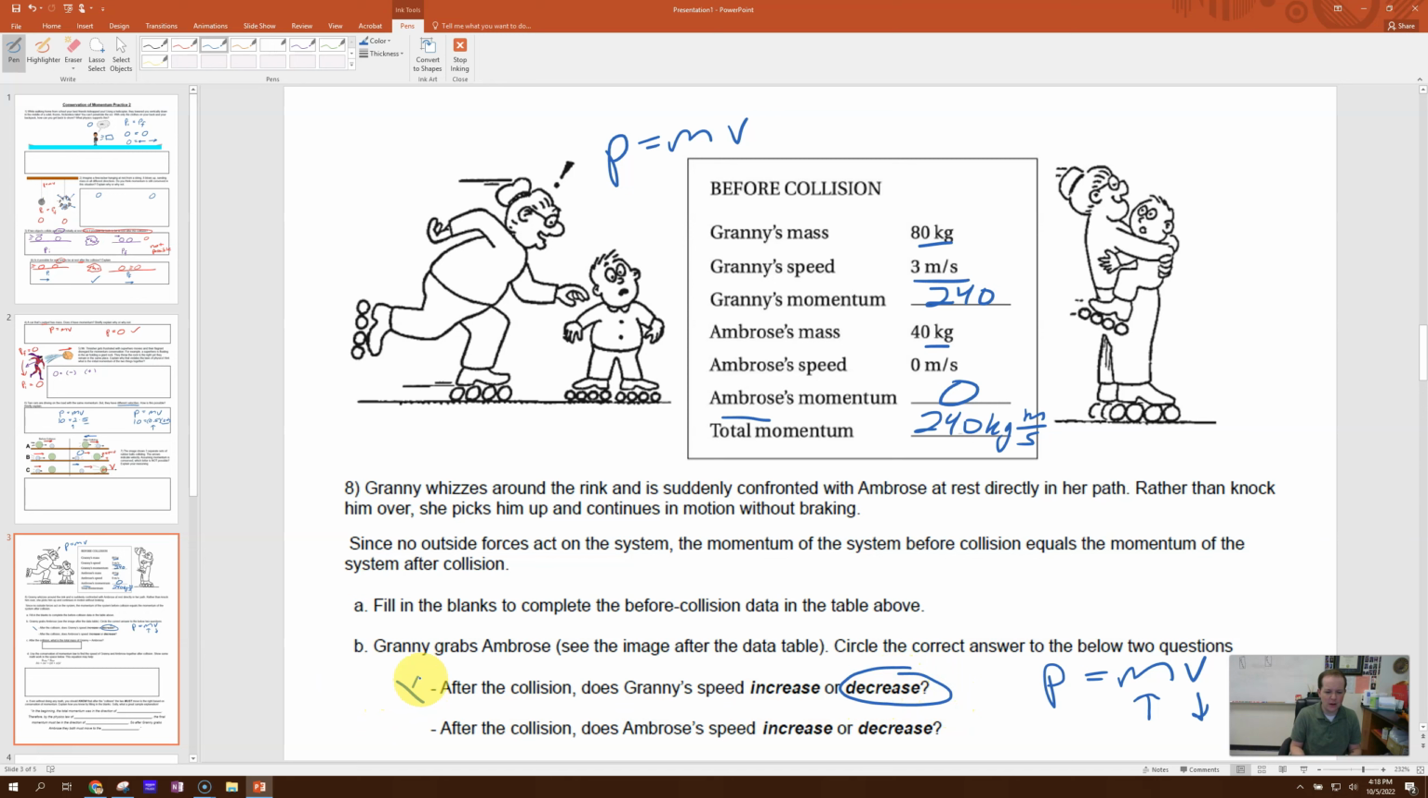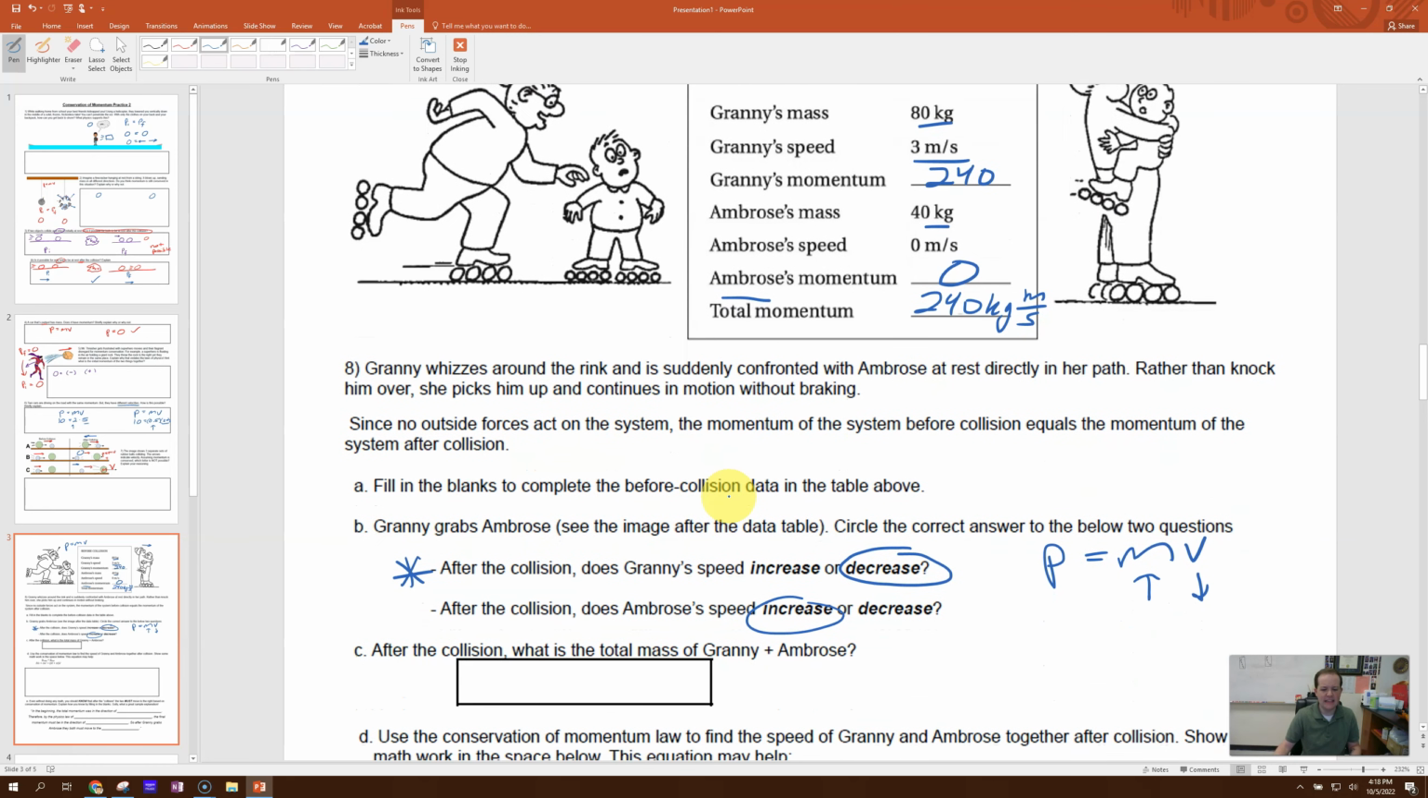Letter B, this first one, sounds a little tricky. I'll probably not ask you that directly on the quiz. The second part is way easier. You should totally be able to answer this one. Does Ambrose's speed increase or decrease? This one's easy. They start not moving. So what happens to Ambrose's speed if they were snatched up by Granny? It should totally increase. This question is totally fair game. This one's a little trickier. I won't ask that one on the quiz.